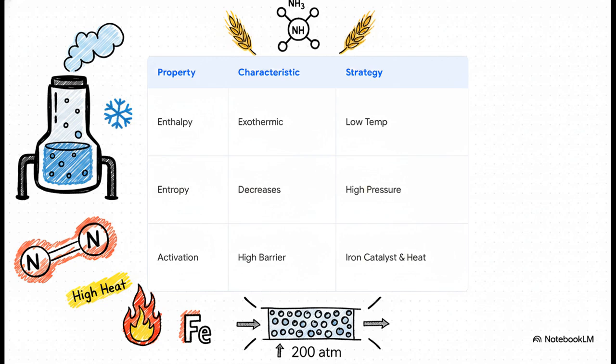But wait, we just said that high heat pushes the equilibrium backward. So to fix that new problem, they crush the gases under 200 atmospheres of pressure, forcing the molecules together to decrease entropy. It is a breathtaking balancing act of physical chemistry.